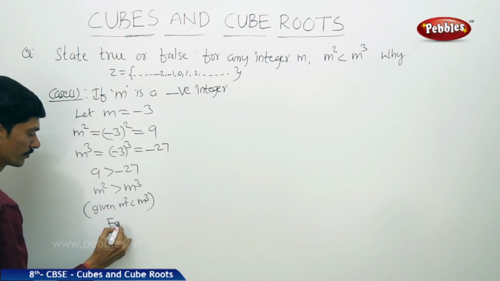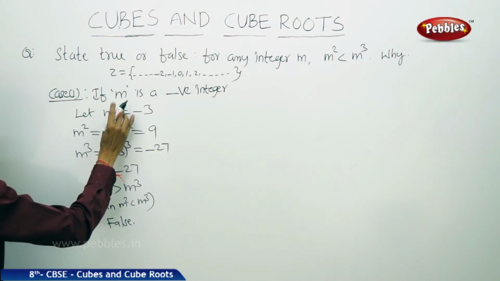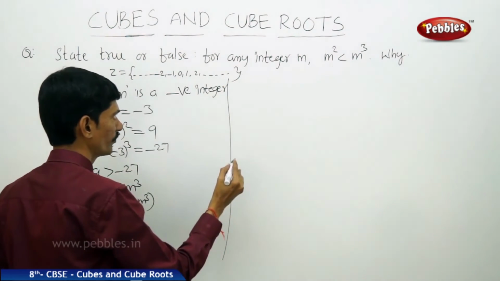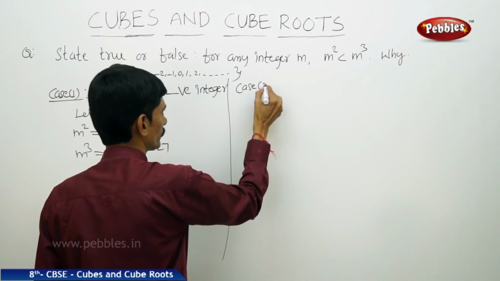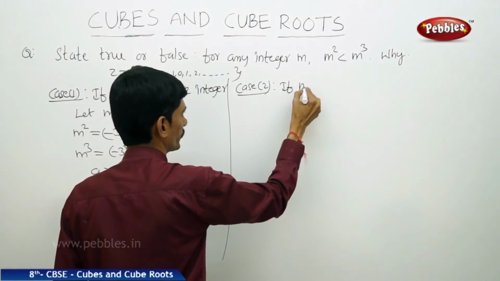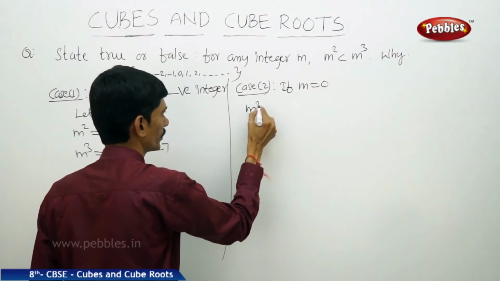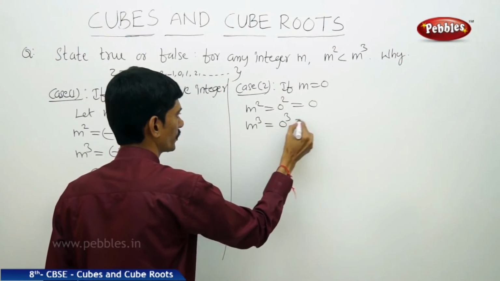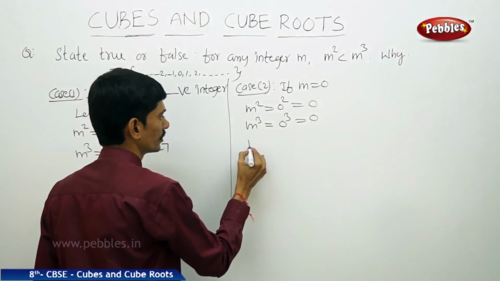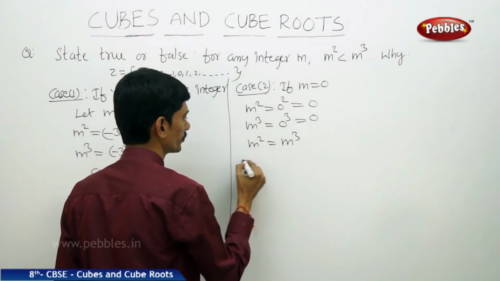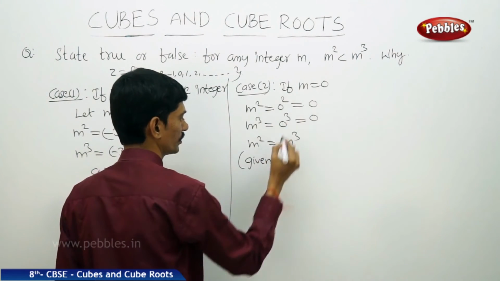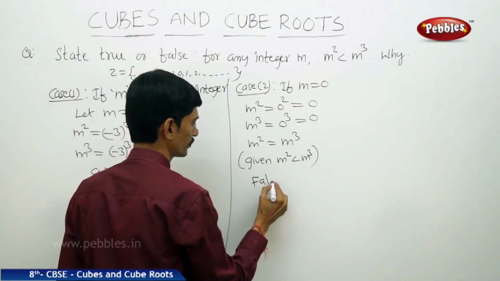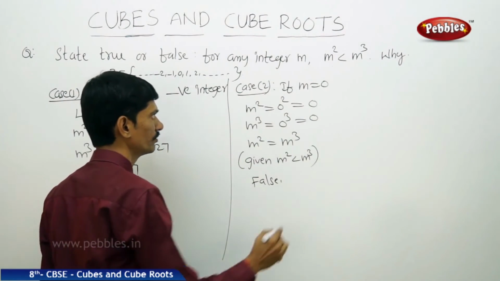So it is false. For the negative integer of m, the result is false. Now we will check in case m value is 0. Case 2: if m equals 0, then m square equals 0 square equals 0 and m cube equals 0 cube equals 0. Then m square equals m cube. But what is given in the question? m square less than m cube. So it is false in case m value is 0.